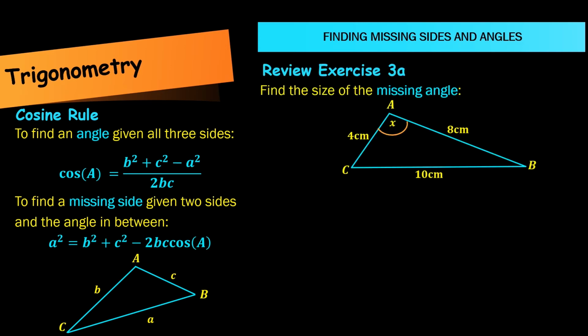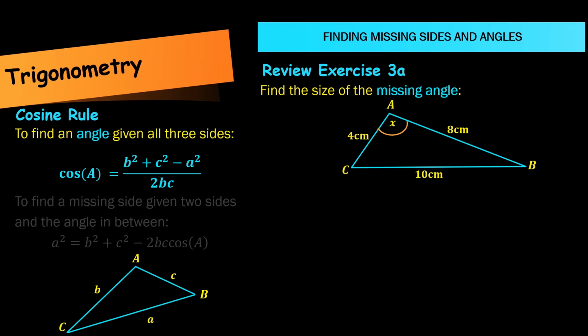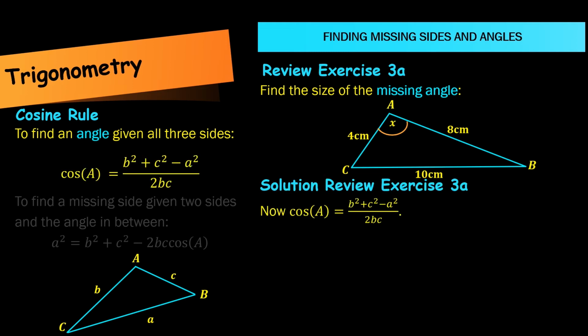Review exercise 3A asks us to find the size of the missing angle in the diagram shown on your screen. Because we're finding a missing angle, we use the first formula as highlighted. So let's solve this. So cos A equals b squared plus c squared minus a squared all over 2bc.